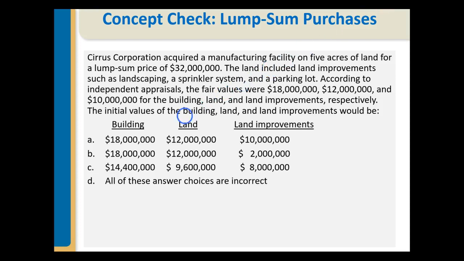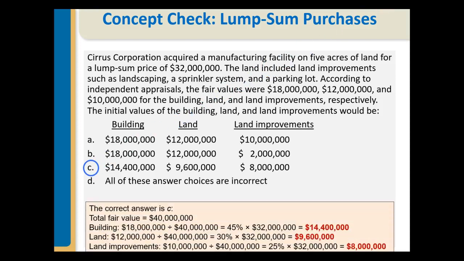the land improvements. What the right answer would be, the fair value is $40 million. The building would be the 18 divided by the 40 million, or 45% of the lump sum price, $14,400,000. The land would be the 12 million divided by the 40 million, or 30% of the lump sum price, $9,600,000. And then the land improvements would be 25% times the 32 million, or $8 million.